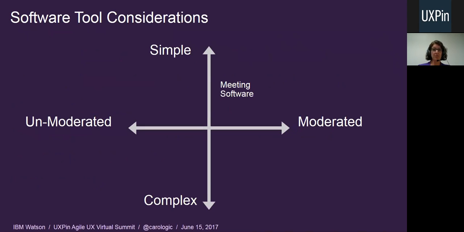So here's a simple way to think about it. You can make a 4-square 2x2 on whatever your parameters are, if it's simple and complex, unmoderated and moderated, and think about the tools that you have access to and where they fall on this, and that can help you to select. So do some simple activities to help you get the best user experience for you and your team as well.